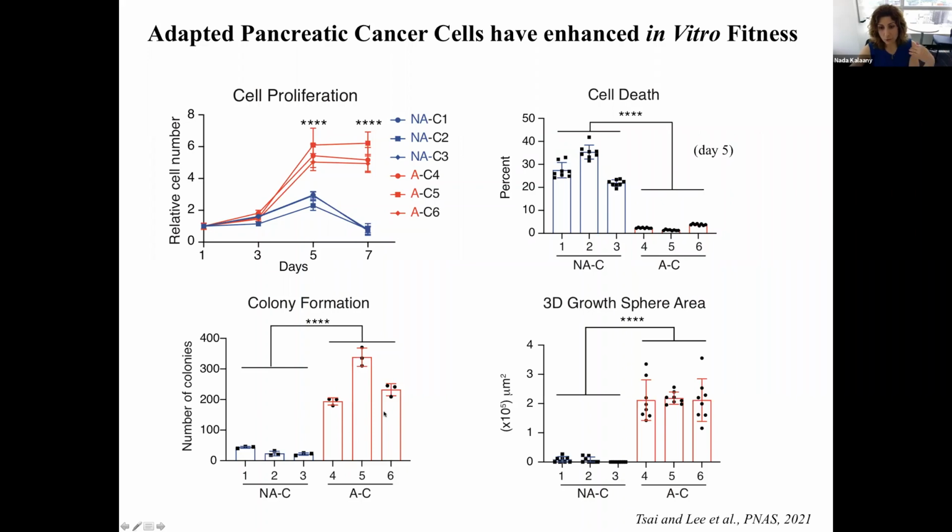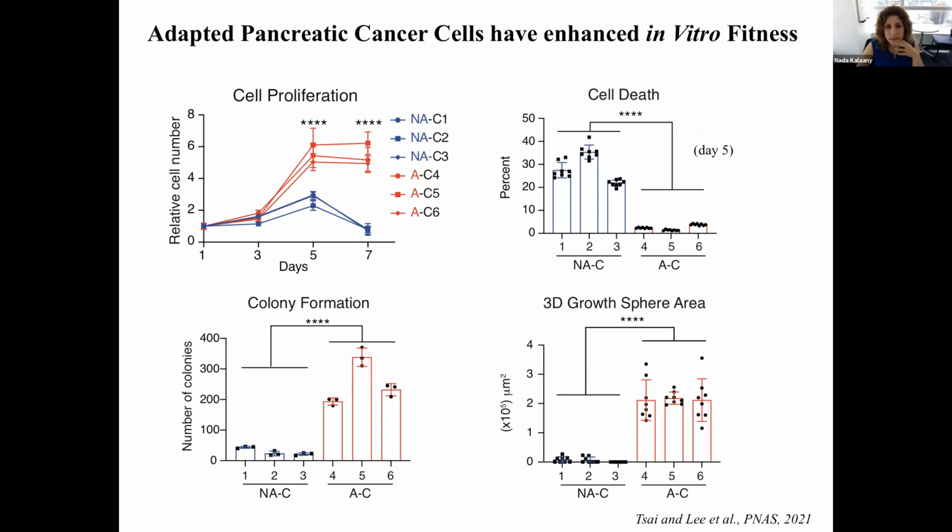And when plated under three-dimensional conditions, they either formed a larger number of spheres with a larger area, like in A9AAT cells, or they formed a similar number of spheres, but the adapted clone spheres had a larger area. So obviously, the adapted cells had enhanced proliferative fitness in vitro as compared to non-adapted cells.